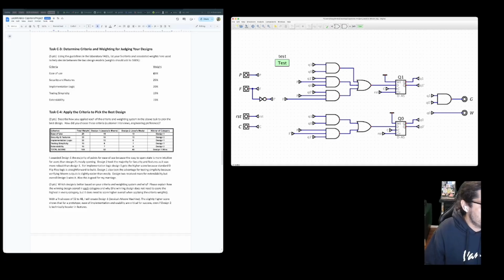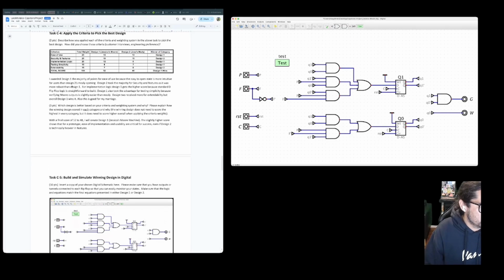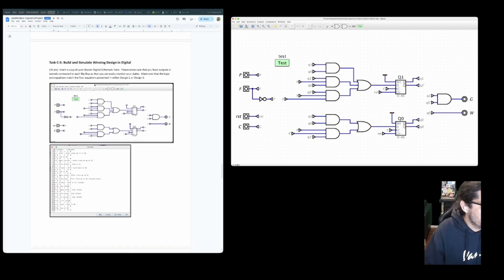Ease of use 25%, 25 for security and features, 20 for implementation logic, 15 for testing simplicity, and 15 for extendability. I put in some numbers for each of their designs, and my wife's design was just a little simpler and quicker to do. The building design, here it is right here.